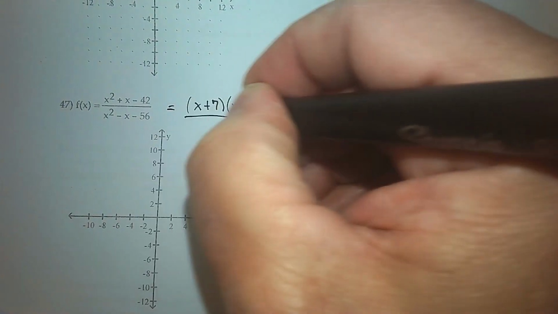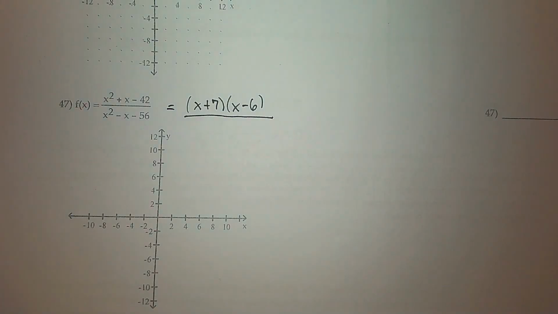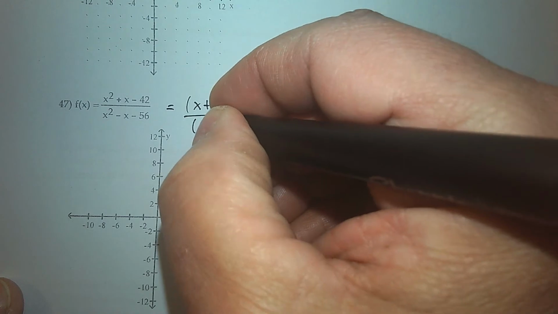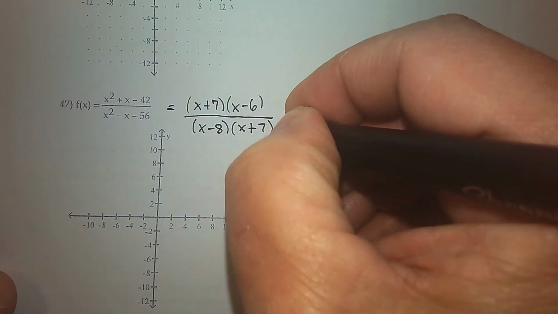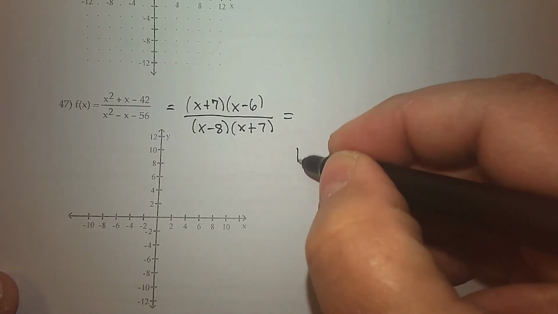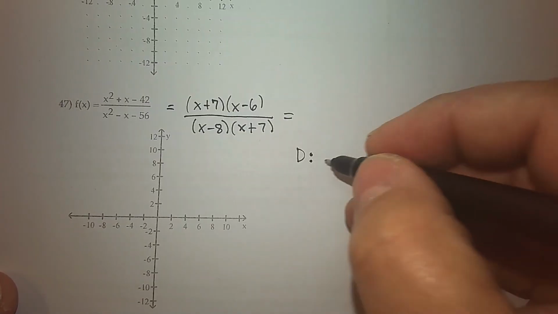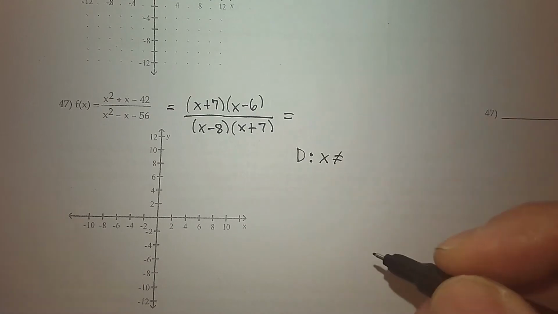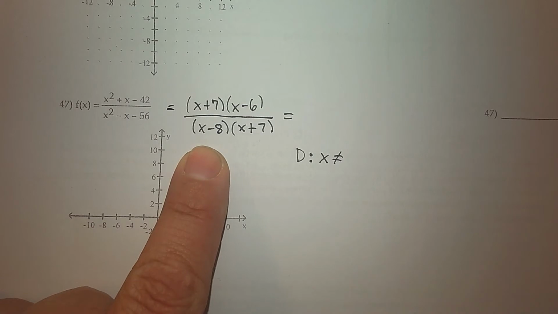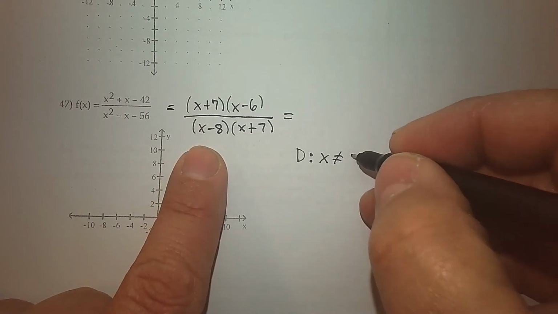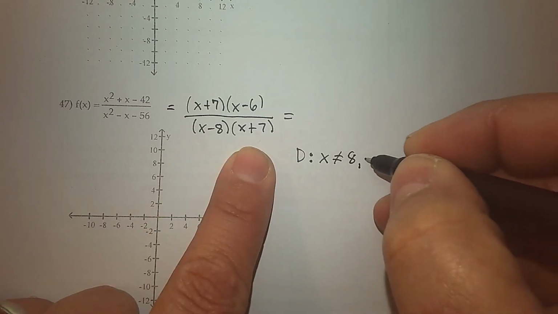So what are the two numbers that factored the numerator? Positive 7 and negative 6. How about the denominator? Negative 8 and positive 7. Right now, we're going to write down the domain restriction. Can you tell me what x cannot equal before I do anything else? Where do I look? The denominator or the numerator? Okay, what can x not be? Positive 8 and negative 7.